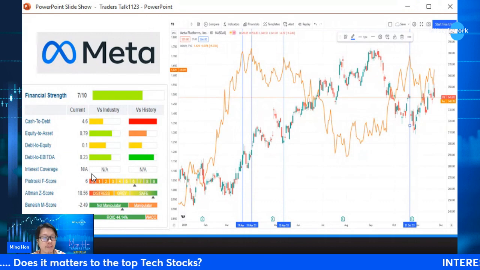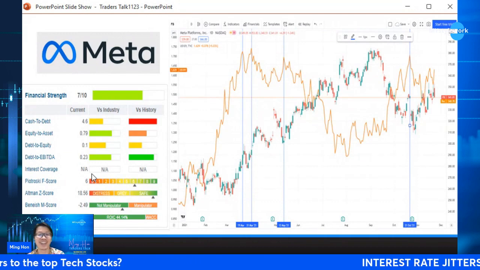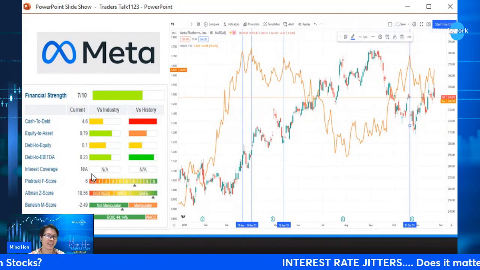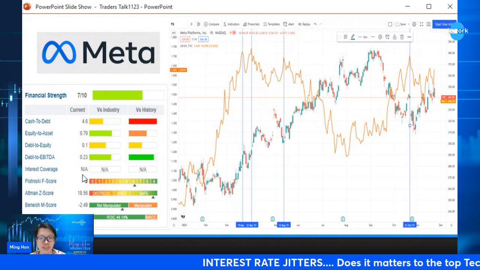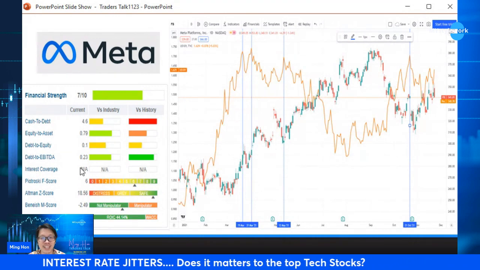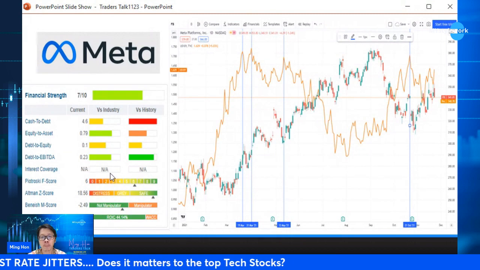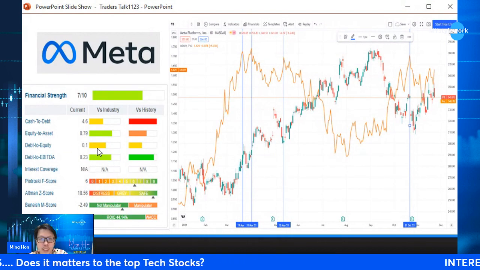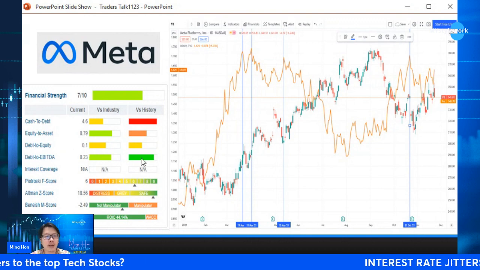Interest coverage not available means no debts. I'm not sure whether Facebook has debts or not, but probably they don't have borrowings. That's why this is actually not applicable. Yeah, debt to equity here is 0.1, very little, probably.